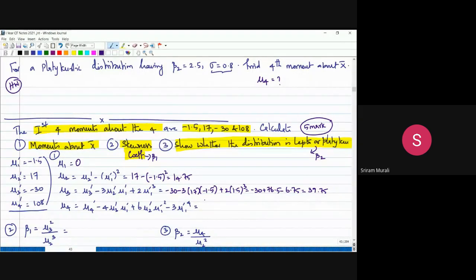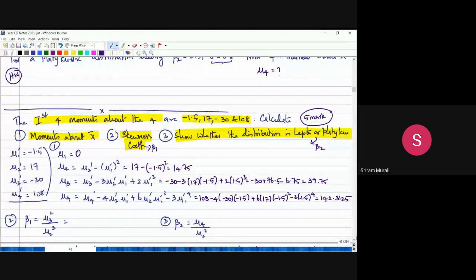Last one: 108 minus 4 into minus 30 minus 1.5, plus 6 into 17 into minus 1.5 square, minus 3 into 1.5 the whole power 4. So this is equal to 142.3125. So we found all of mu1, mu2, mu3, mu4.